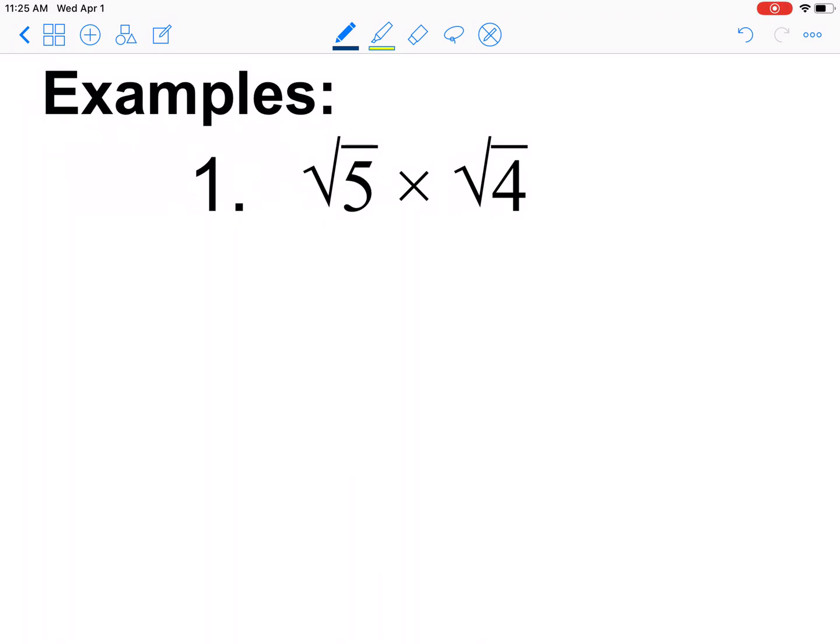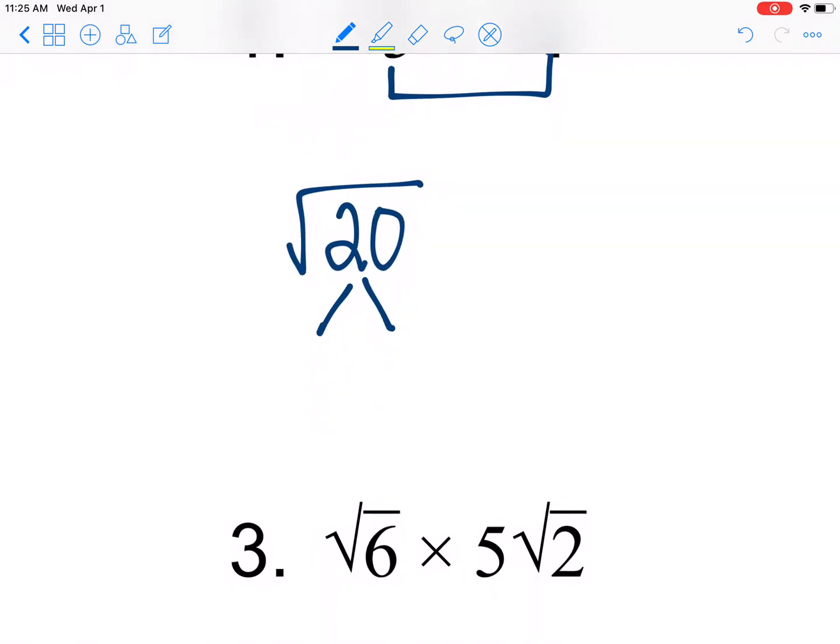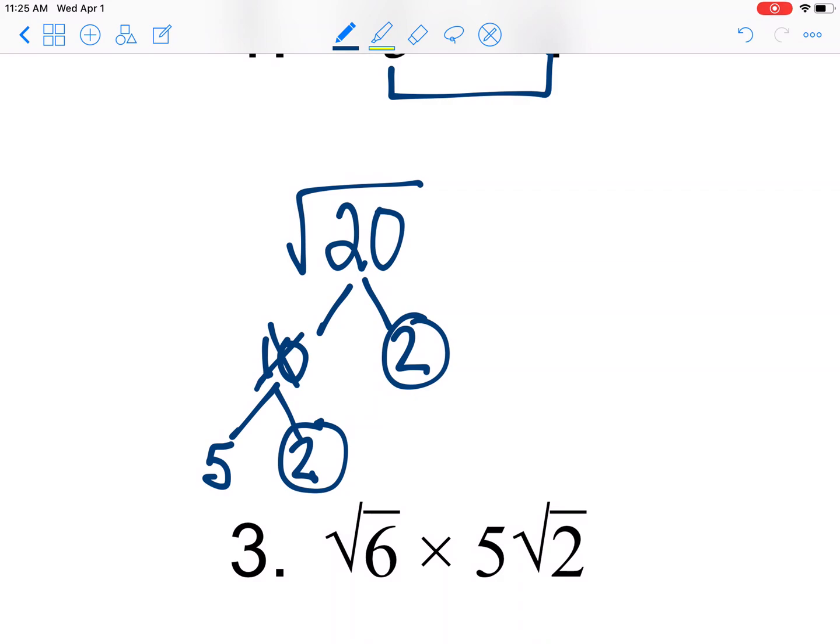Let's do the first one together. 5 times 4 gives us 20. So now we have to simplify that. What are two numbers that multiply to be 20? Well, the first thing I think of is 10 and 2. 10 can be reduced more. 10 can be multiplied by 5 and 2. So there's our pair. We made a pair of 2's.